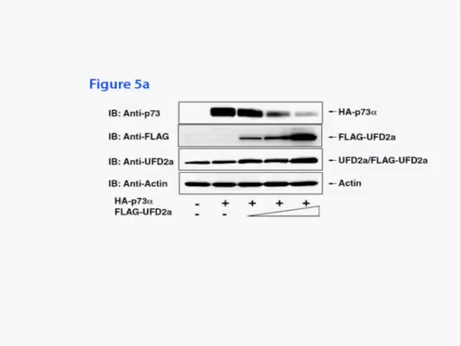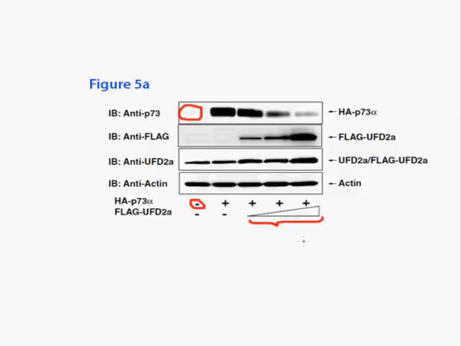Okay, so this is figure 5a. Basically what this figure shows is that UFD2a decreases the amount of P73 alpha. So what they did is they co-transfected U2OS cells with plasmids that express a constant amount of P73 alpha, except here, this is a control showing that when the plasmid which expresses P73 alpha is not present, nothing shows up in the immunoblot.